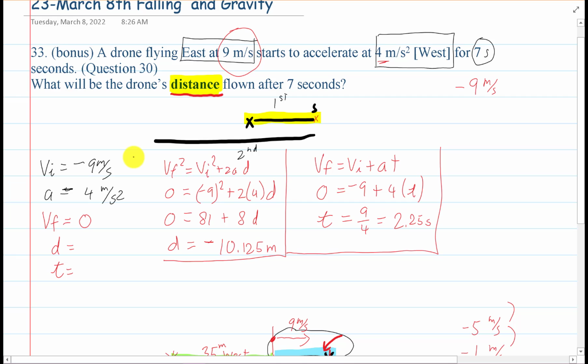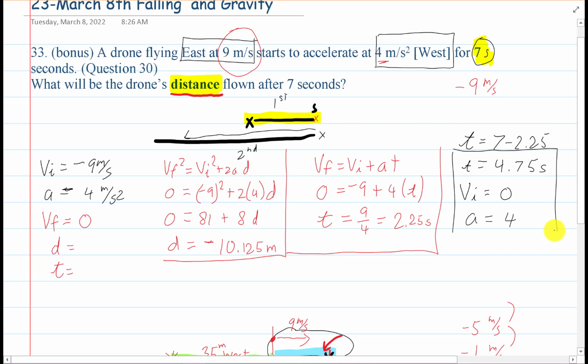Okay? And then the last part of the flight, it goes for 7 seconds. So the time of the second part is 7 minus 2.25. So this is going to be equal to 4.75 seconds. The initial speed is going to be 0, right from here, going that way. The initial speed is 0, and the acceleration is 4. So these are our 3 pieces of data, and we want to find out the distance.